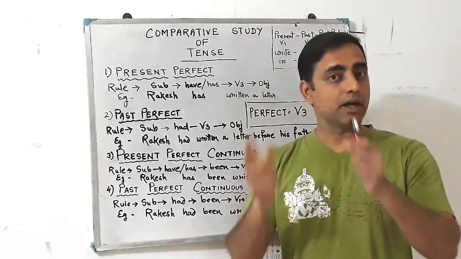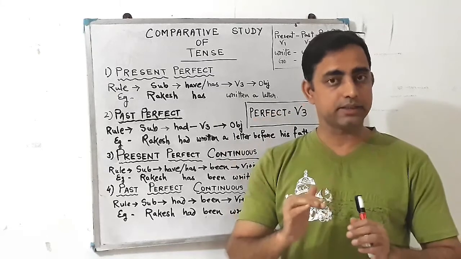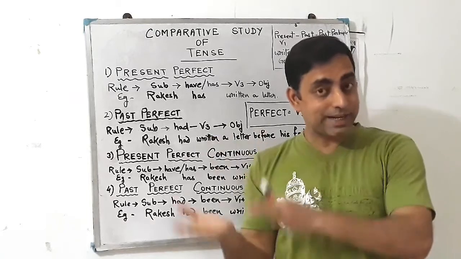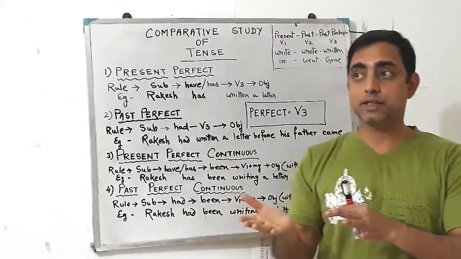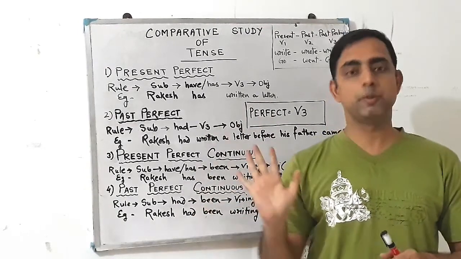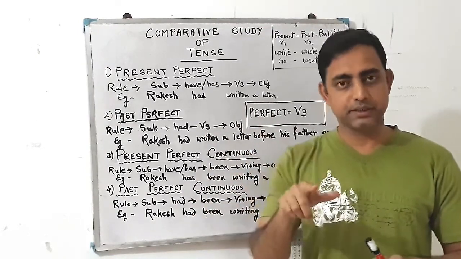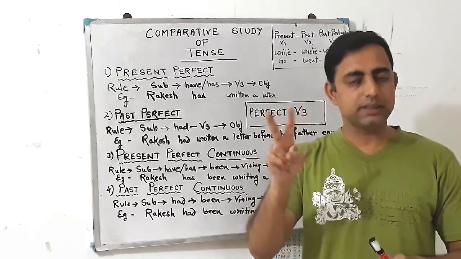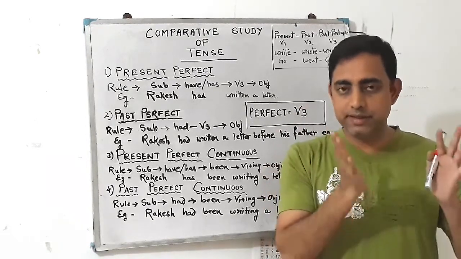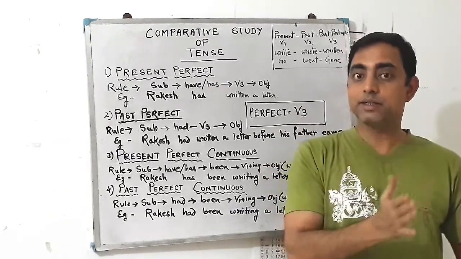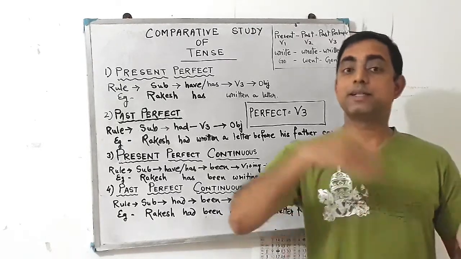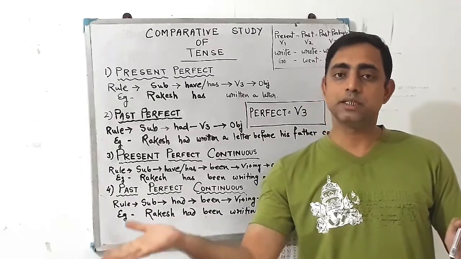at that time the earlier action should be written in past perfect tense, and the later action, that means the very action that took place later, should be written in simple past tense. Understood? I repeat, if two actions took place in the past, then the action that took place earlier should be written in past perfect tense, and the latter action should be written in simple past tense.